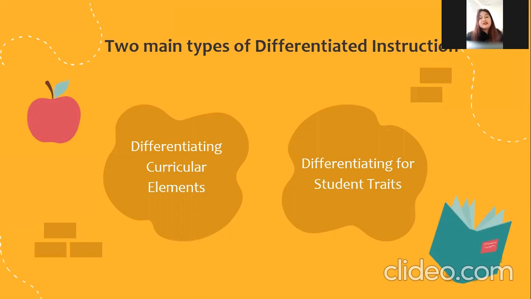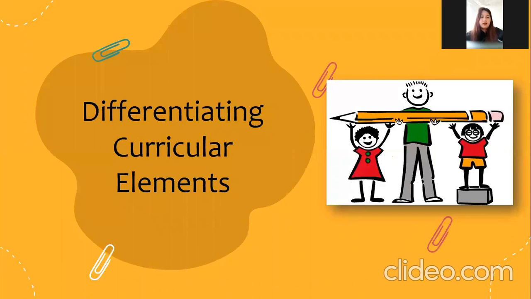We have two main types of differentiated instruction. First, differentiating curricular elements and differentiating for students' traits. We have the first one, differentiating curricular elements. To implement differentiated instruction, teachers must know what all the students need to know, understand, and be able to do at the end of the unit. Also, he or she has to be familiar with the differences among their students in order to make adjustments in terms of content, process, and product.